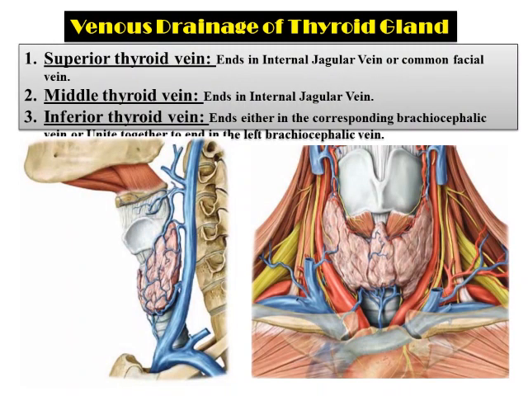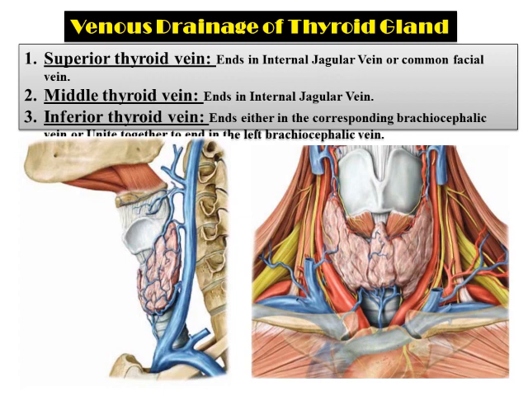Venous drainage of the thyroid gland. The thyroid gland is drained by 3 veins: superior thyroid vein, middle thyroid vein, and inferior thyroid vein. The superior thyroid vein emerges from the apex of the gland and ends into the internal jugular vein or the common facial vein.